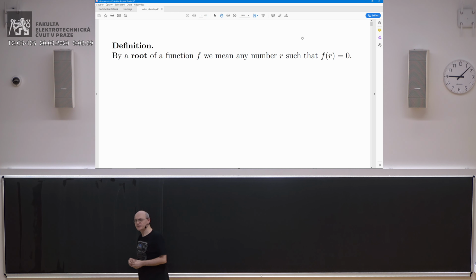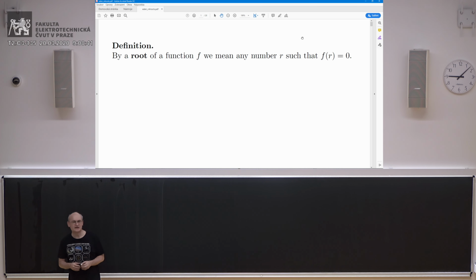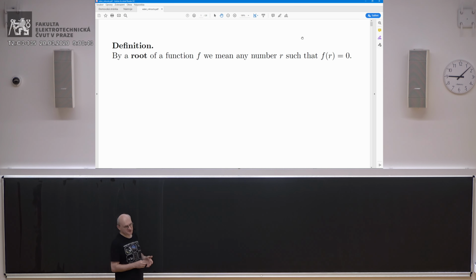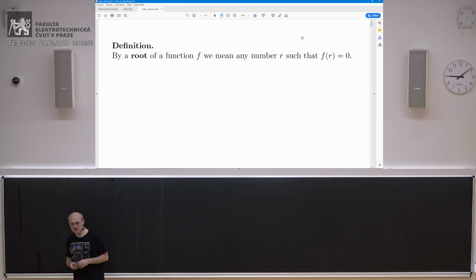Hello. Today we will talk about a new topic. One of the important tasks of numerical analysis is solving algebraic equations. Now we know algebraic equations, at least we met them before. We learned how to solve linear equations in elementary school. Then we learned how to solve quadratic equations.